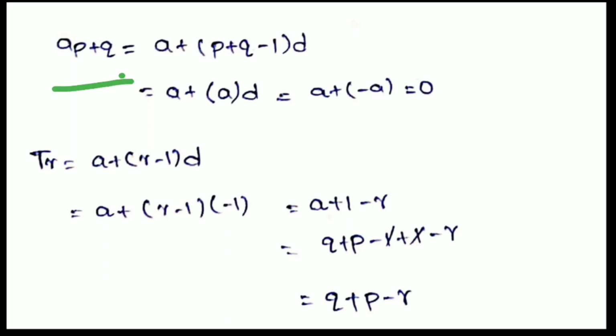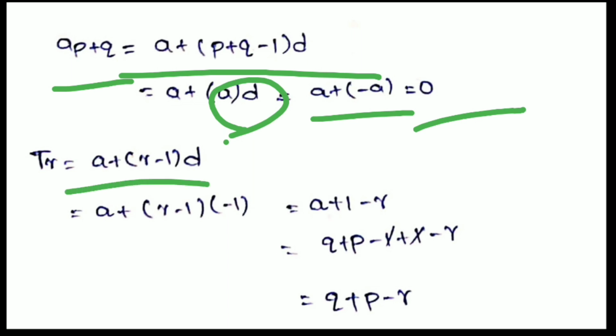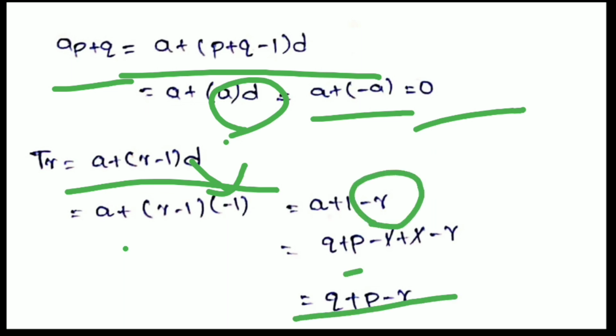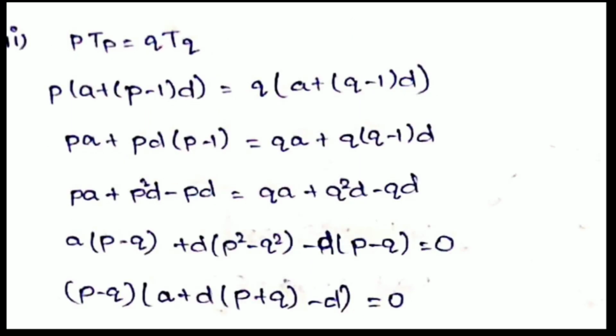As A(P plus Q) equals A plus P plus Q minus 1 into D, and P plus Q minus 1 equals A, D equals minus 1, A minus A equals 0. Then A plus R minus 1 into D, D is minus 1 here, A plus 1 minus R, A plus 1 means Q plus P, here minus R, so Q plus P minus R. Hence the first one is proved.